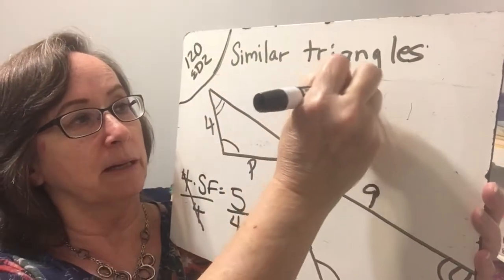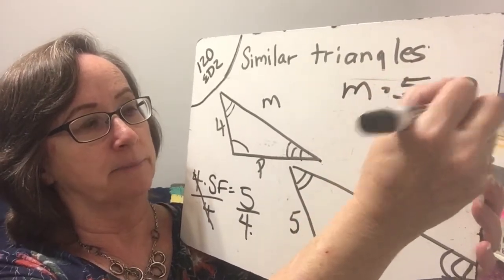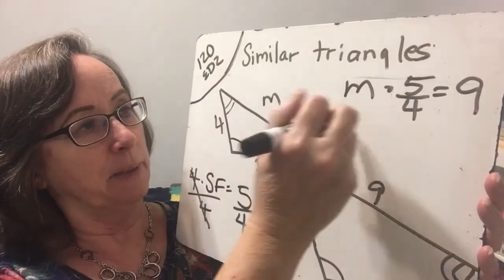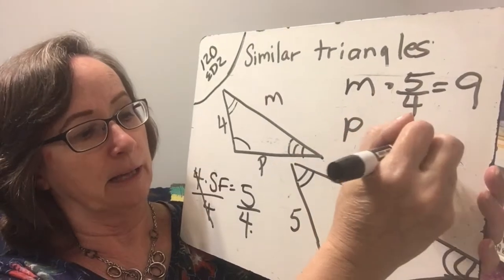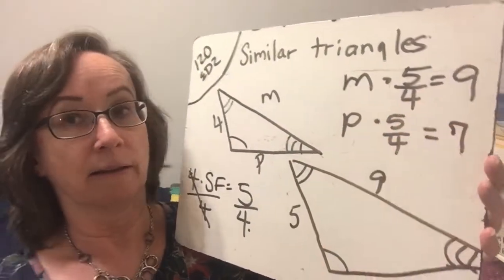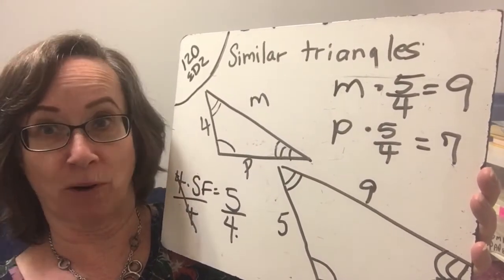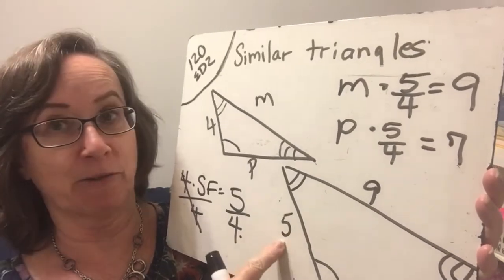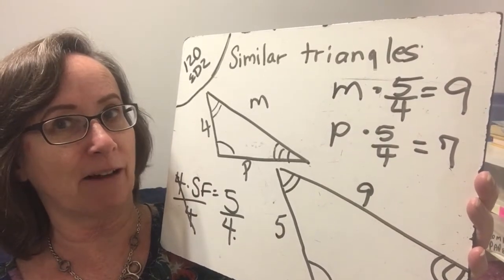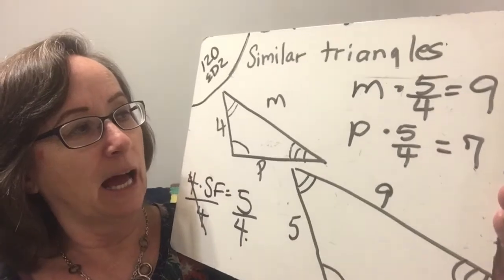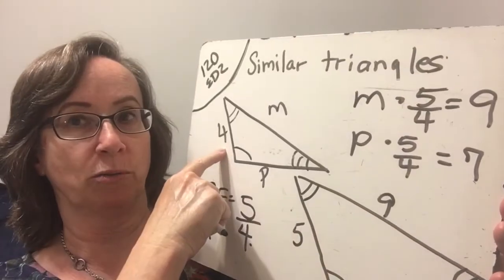So m times 5/4 equals 9, and p times 5/4 equals 7. All right, now, if we had done it the other direction, we would have had 4/5 as our scale factor. If I'm going from here to here, I would have 4/5 as my scale factor. So you have to use the scale factor depending on which way you're going. It's probably easier to go from a known number to an unknown number.